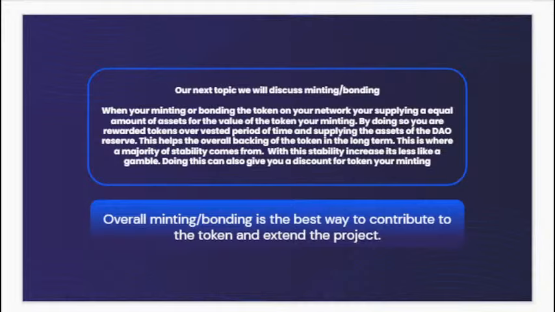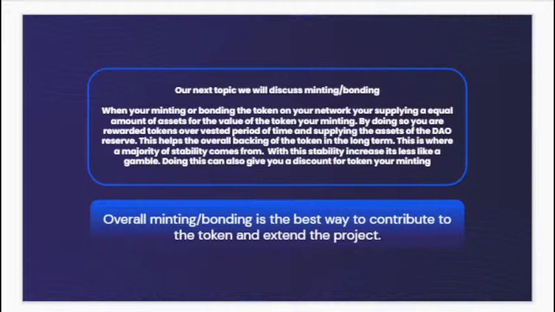So overall, minting and bonding is going to be the best way to contribute to the token and extend the project. Because not only are you reinvesting into the reserve and everyone's getting more rewards, but you're adding stability. And that's where you'll see the term runway when you're looking at a DAO. The term runway is for how long the project can sustain for those stakeholders at that exact rate they are on. Now, this runway can extend depending on how many people are staking or not at that APY.